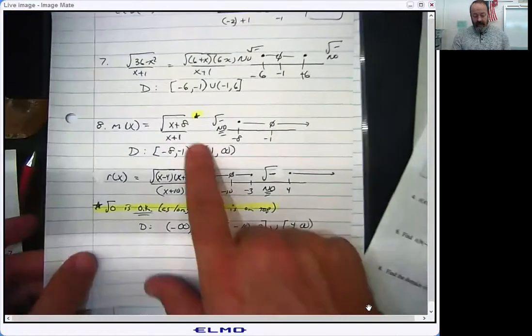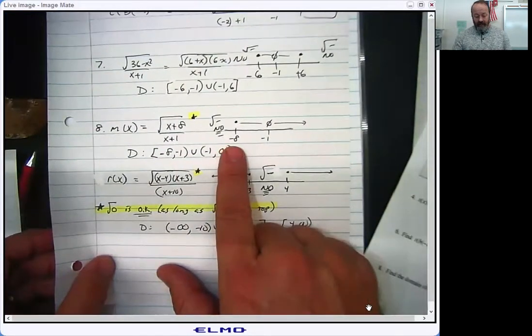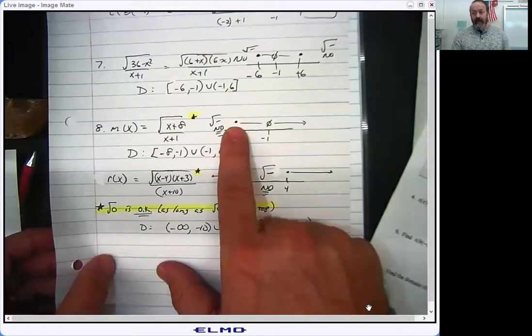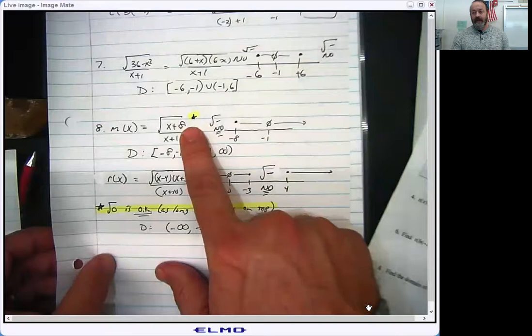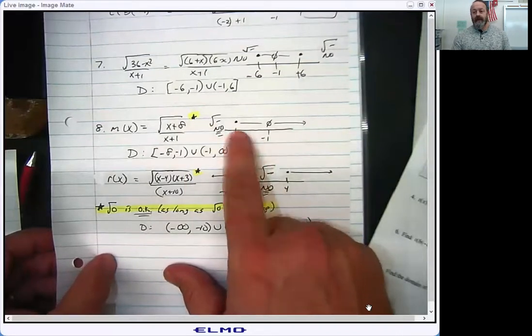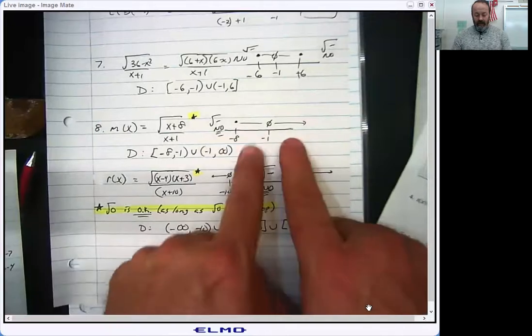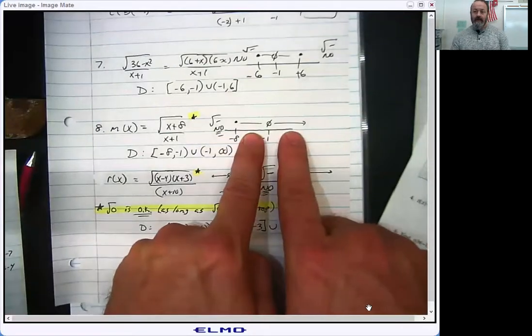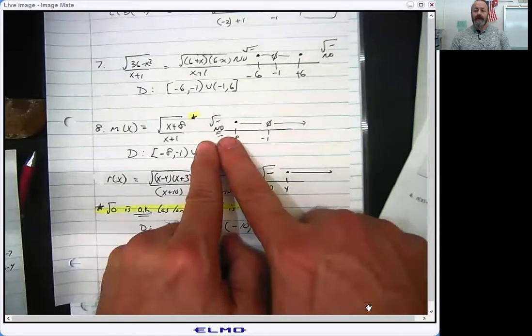So the first thing I did is I said, hey, at negative 8, I can do it. I can take the square root of 0. That's fine. But I can't take the square root of negative 1. And it turns out everything over here is okay because the square root of a positive is okay to do. But I can't come over here because the square root of a negative is not.